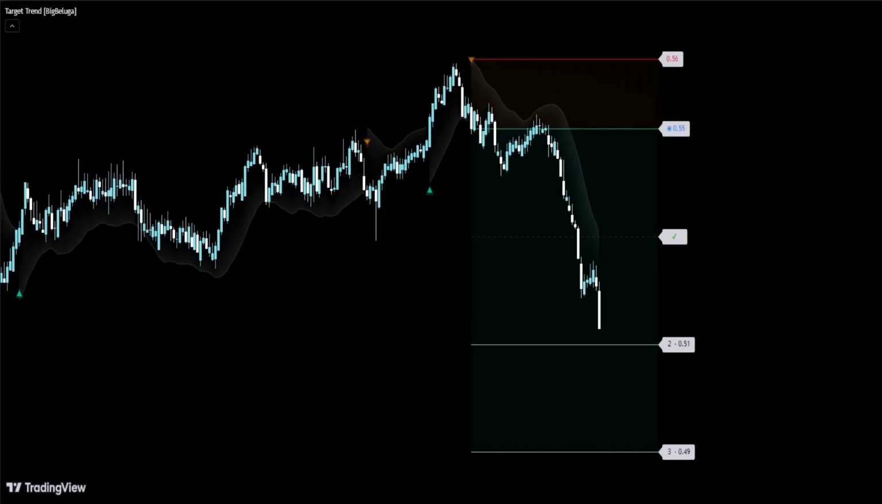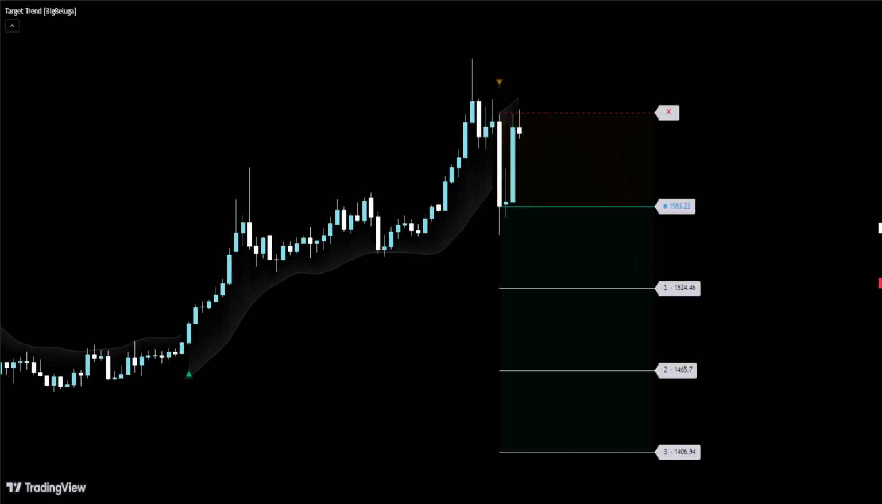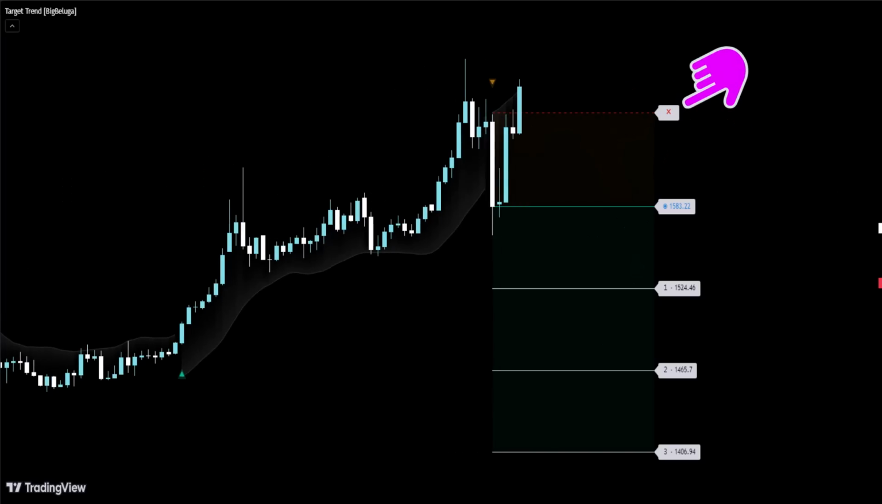When your target is hit, you will see it confirmed with a green check mark. If your stop loss is triggered, it's clearly displayed with a red X and the line becomes dashed, signaling that the trade is closed. It's clear, intuitive, and designed to keep you focused on the most important thing, the trend.